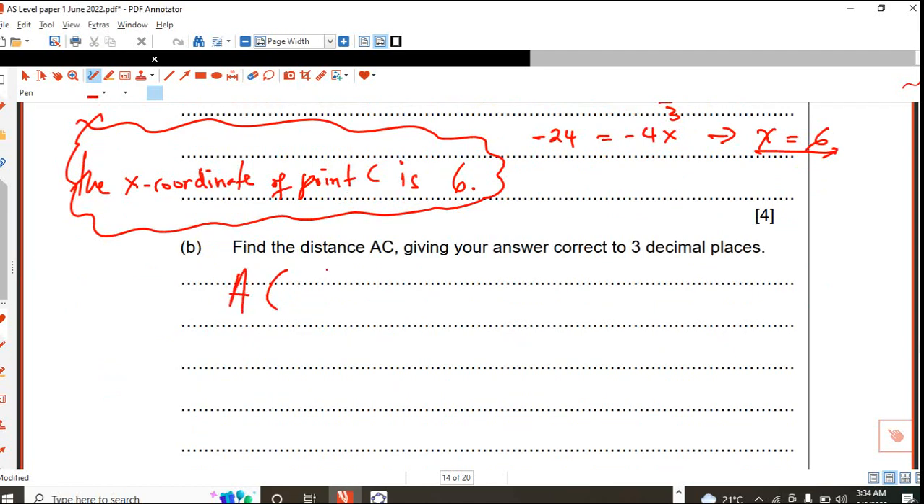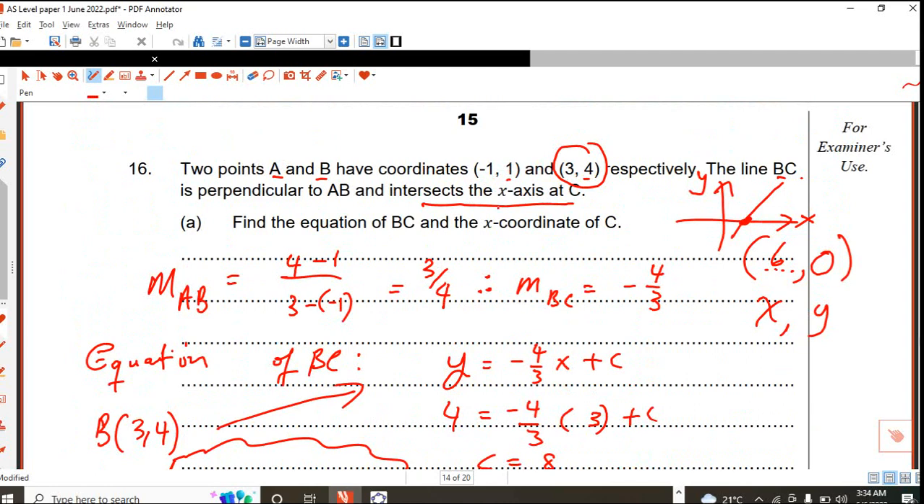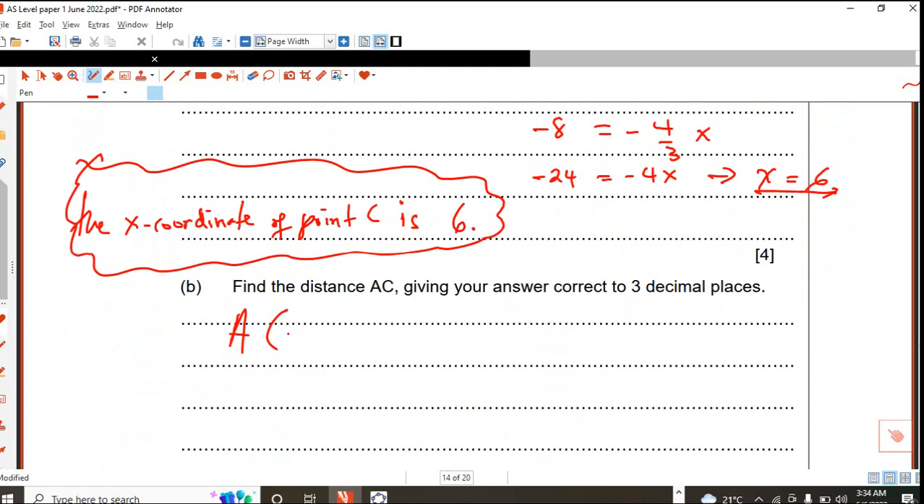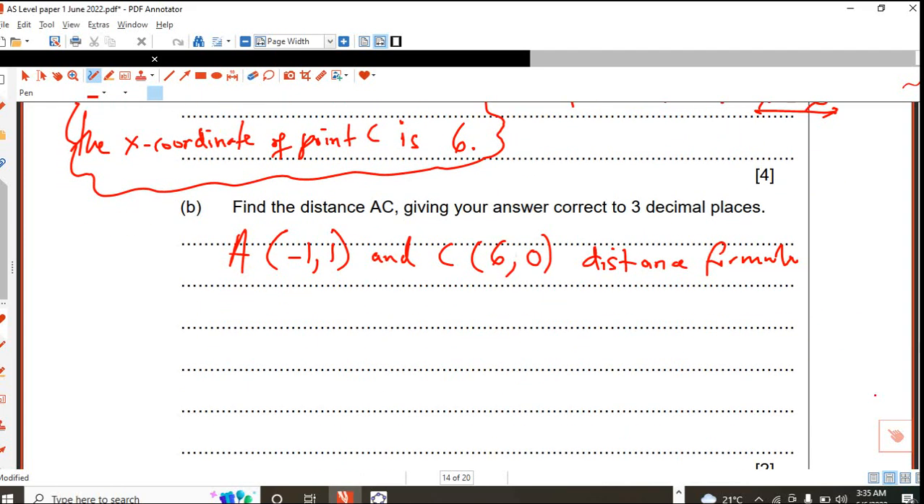So point A, if you have to go back, point A is the point (-1, 1). Okay, point A is the point (-1, 1). And point C, we have determined C is the point (6, 0). All right, so this entails you must use the distance formula because we are looking for the distance between A and C, right? So that simply would be taking the 6 minus -1 all squared plus 0 minus 1 all squared.